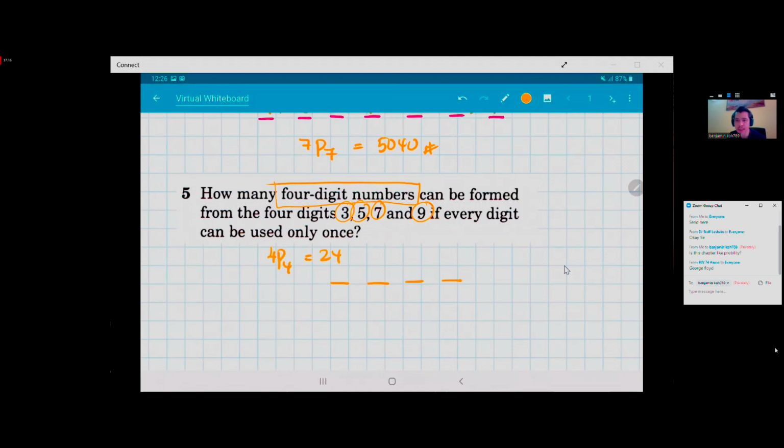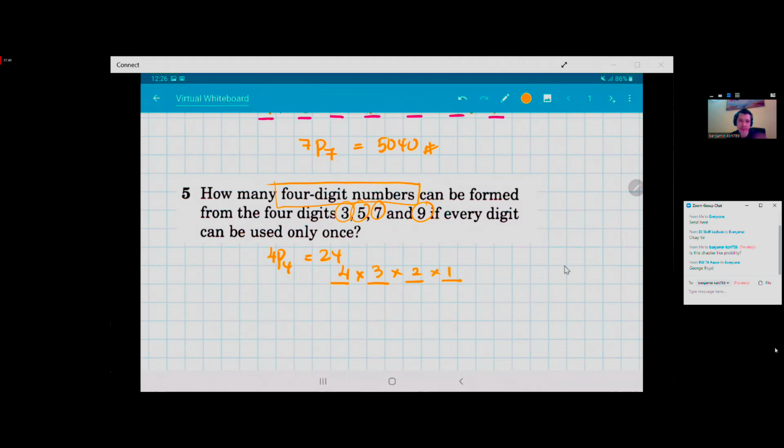Or if you are going to use the cara isi tempat kosong, fill in the blank method, then it will be 4 times 3 times 2 times 1. Boleh faham? So ruang pertama ada 4 pilihan. Dah ambil 1. Ruang kedua 3 pilihan, ambil 1. Ruang ketiga 2 pilihan, ambil 1. Last kali, one more choice, one more pilihan.